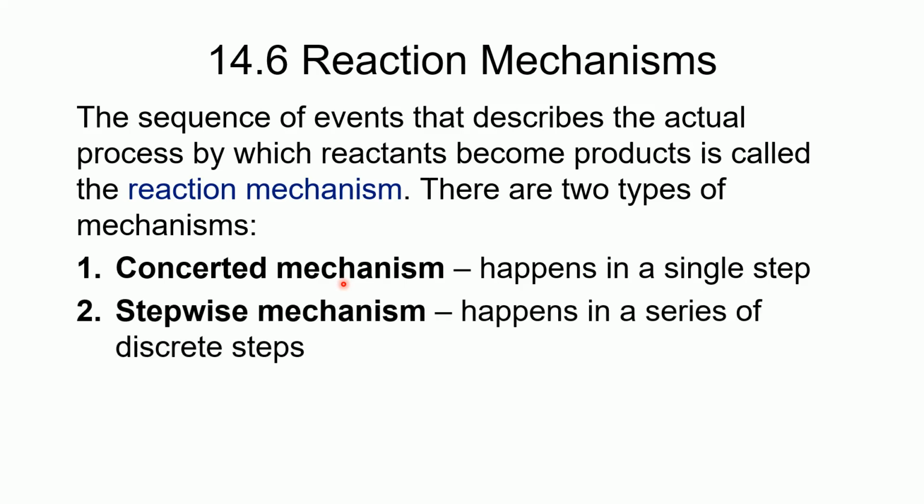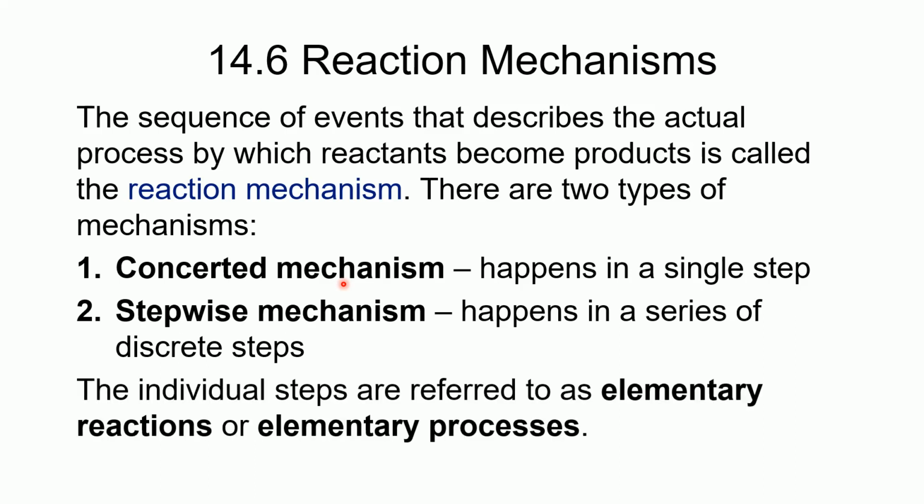The other type is called a stepwise mechanism, which is more than one step. So it's a series of individual discrete steps. These individual steps we will refer to as elementary reactions, or sometimes we'll simply call them elementary processes because sometimes these things don't technically qualify as an elementary reaction, so we just call it a process. In any case, an elementary process includes elementary reactions, so we're all good. So each step is called an elementary reaction.